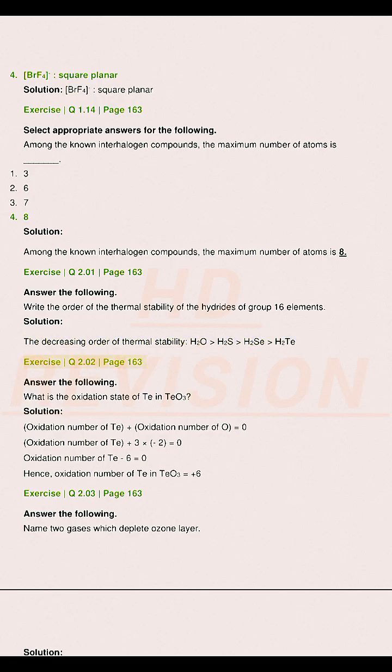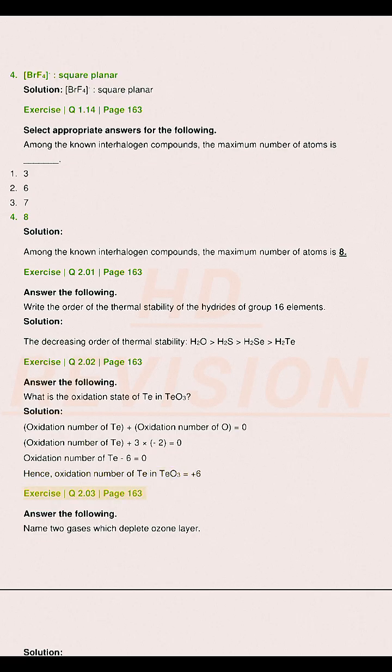Exercise Q2.02, page 163. Answer the following. What is the oxidation state of Te in TeO3? Solution. Oxidation number of Te plus oxidation number of O equals 0. Oxidation number of Te plus 3 times (-2) equals 0. Oxidation number of Te minus 6 equals 0. Hence, oxidation number of Te in TeO3 equals +6.